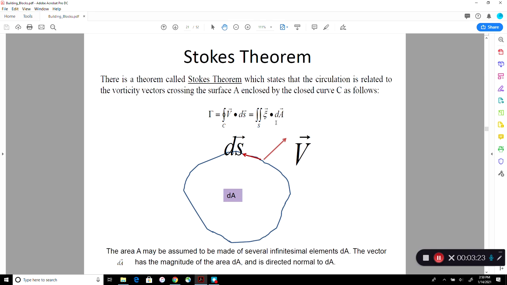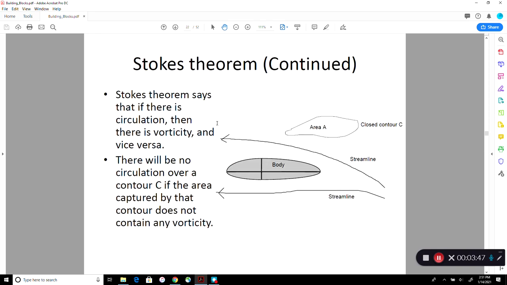So xi dot dA is a scalar quantity. If you sum up over all such dAs within this area, then that quantity should equal this line integral, which is circulation. This is called Stokes' theorem. We will use it a little bit later, so we just park it. We need it, so we just remember to use it in the future.